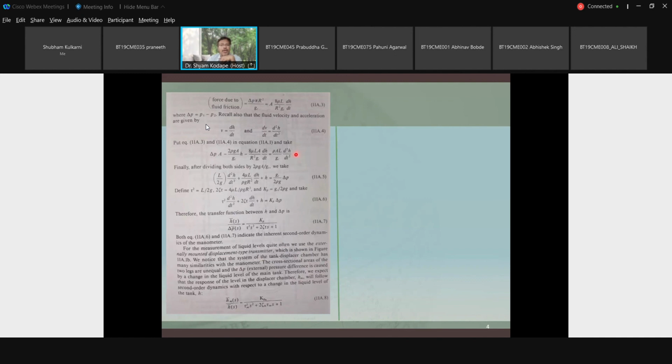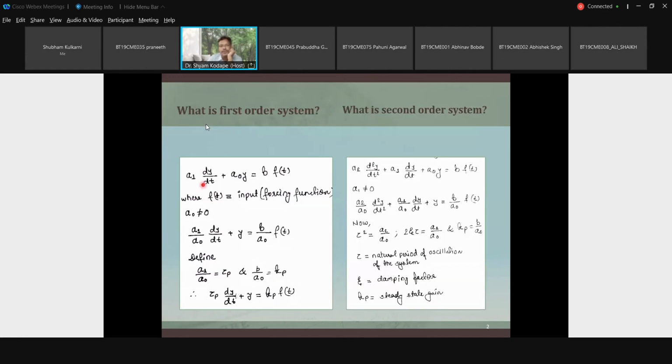Agree? Rearrange it into the standard format. So L by 2g d2h by dt square plus 4 mu L by rho g r square dh by dt plus h is equal to Gc by 2 rho g delta P will be the equation. So in this, just like this one, see here, you represent in this format and you can define the natural period will be this, 2 zeta tau will be this, and Kp steady state will be this.